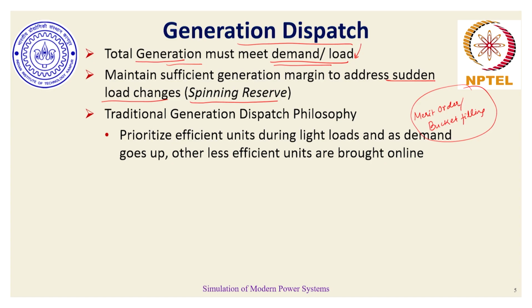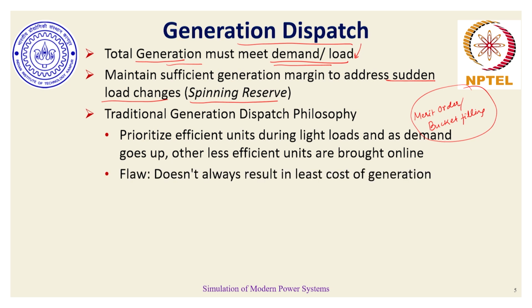You prioritize or rank the generators depending on their cost of operation. That is, during light loads, try to bring in or run efficient units whose operating costs, running costs are low, and as demand increases, bring in other inefficient or costly generators depending on how the load is increasing. With this merit order based approach, the merit here is basically referring to the priority, whereas bucket filling is essentially referring to the way generators are being turned on or off depending on high or low loads.